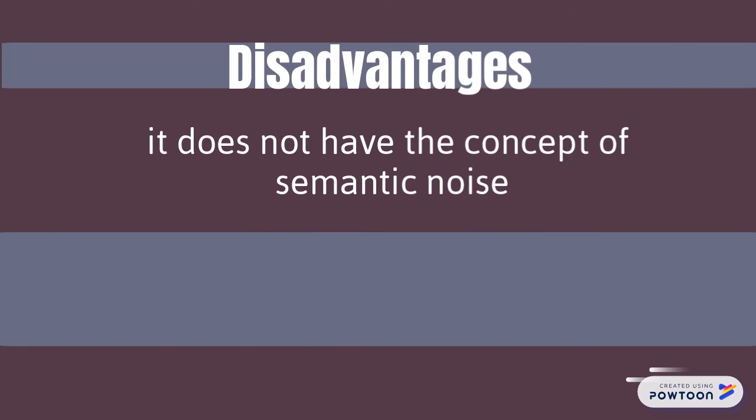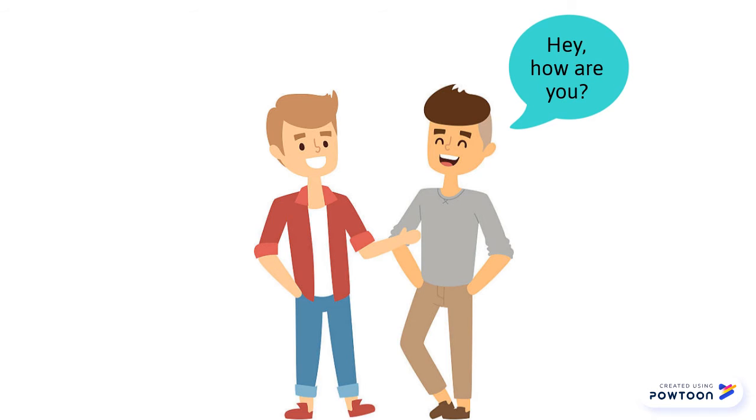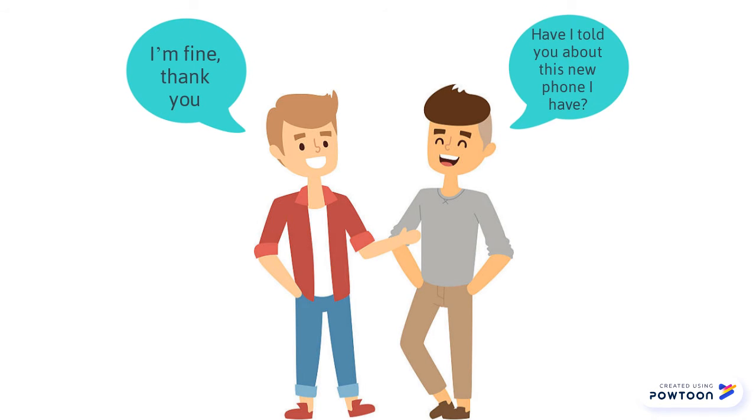The second disadvantage is that the model of communication assumes that the moment of encoding and decoding does not happen simultaneously, which is often not the case with face-to-face discourse. People can talk at the same time or over each other, and misunderstandings can still be made, which is not illustrated in this model. Overall, the Osgood-Schramm model is a good model that illustrates feedback, a concept that is left out in some earlier models of communication. It could, however, as with all things, use some fine-tuning.